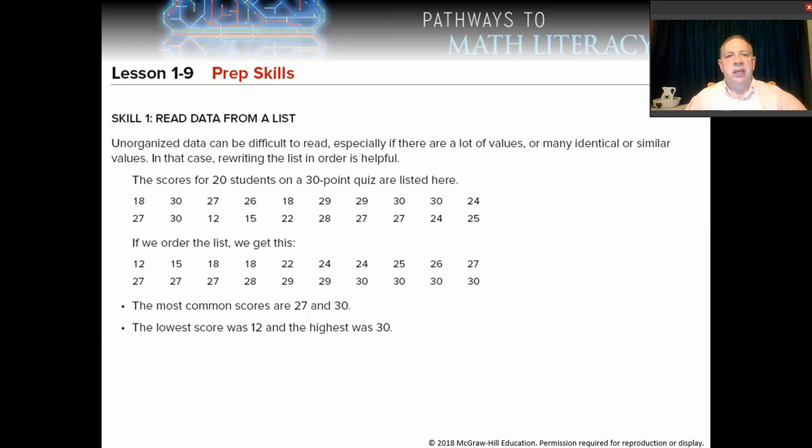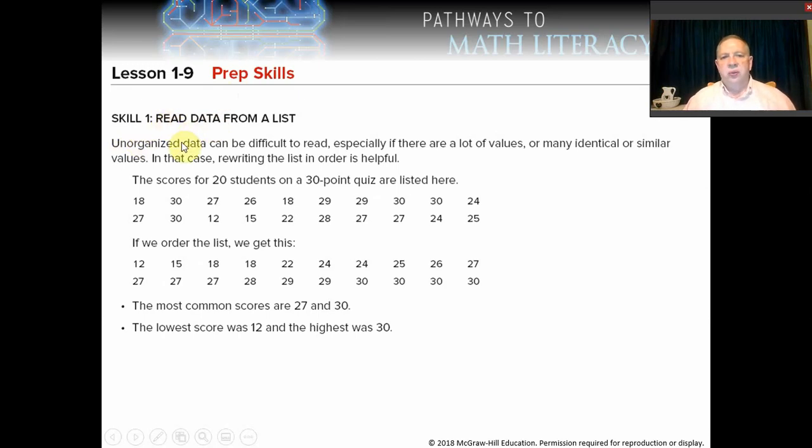Today's lesson 1.9, we're going to go over a few ways of doing some lists, build a bar chart, do a scatter plot, and then we're going to look at some statistics terms like population, data, samples, and some of these concepts that are related to that. So here's some prep skills, and skill one is just read data from a list.